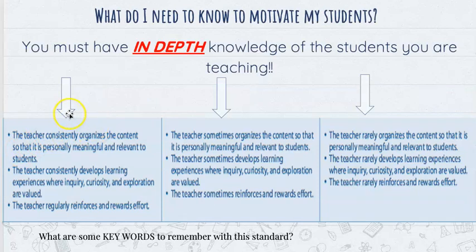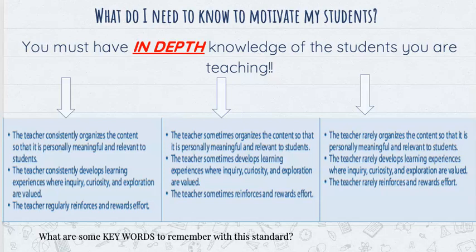So let's look specifically at what the NIET rubric shows us. For you to earn a 5 or 4, the teacher needs to consistently organize the content so that it is personally meaningful and relevant to the students. The teacher consistently develops learning experiences where inquiry, curiosity, and exploration are valued, and the teacher regularly reinforces and rewards effort. Now we want you to be able to earn a 3 or higher, so that would be this area, where the teacher sometimes organizes the content so that it is personally meaningful and relevant to students. The teacher sometimes develops learning experiences where inquiry, curiosity, and exploration are valued, and the teacher sometimes reinforces rewards and efforts.